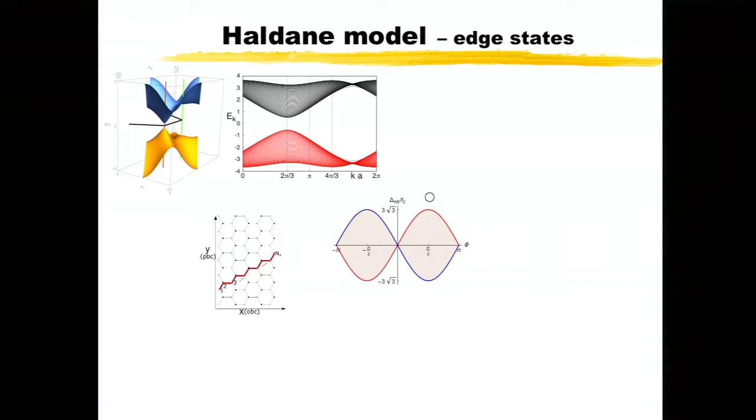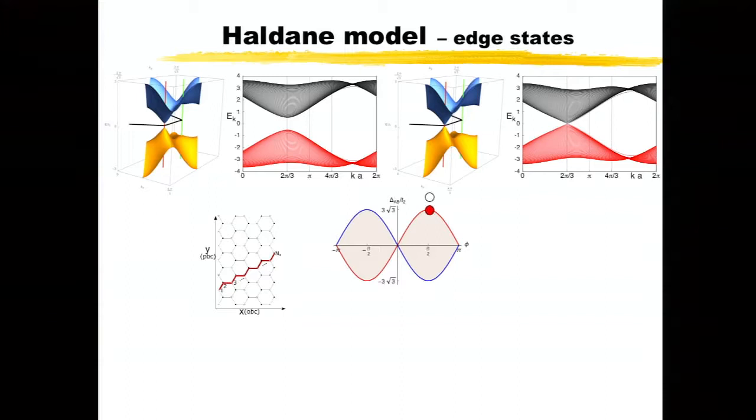Now I go forward and stay here on the critical line of the Haldane model. You see that one of the two cones closes, and in fact on the strip you see that the bands touch. No surprise, after all.